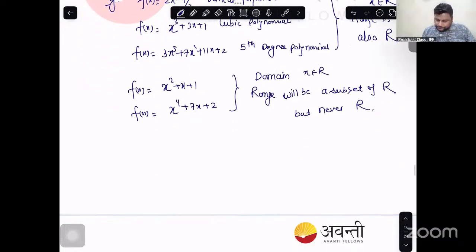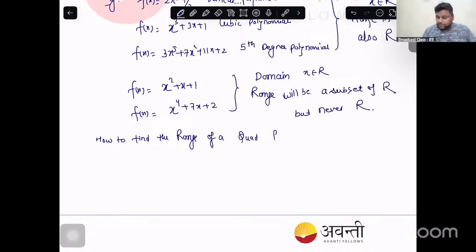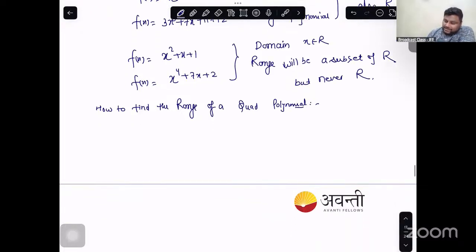Now, how to find the range of a quadratic polynomial? If we're trying to find the range of a quadratic polynomial, we are aware that either its graph is like this or the graph is like this.